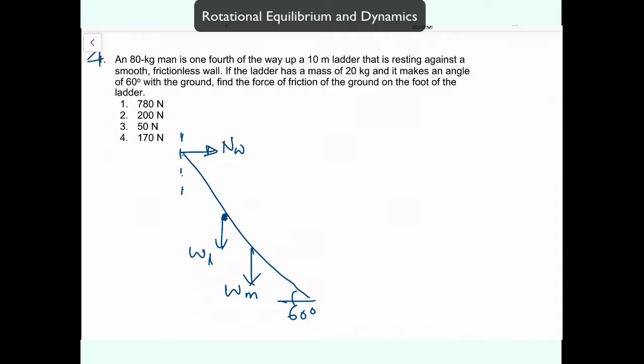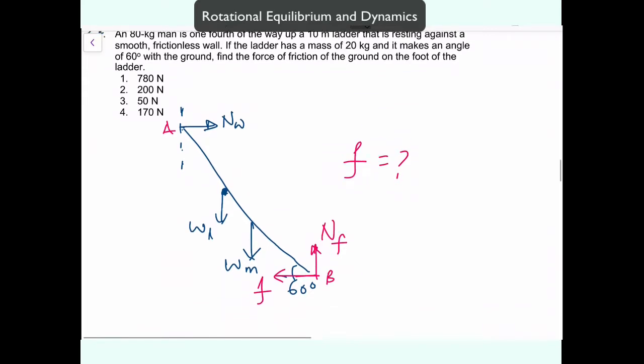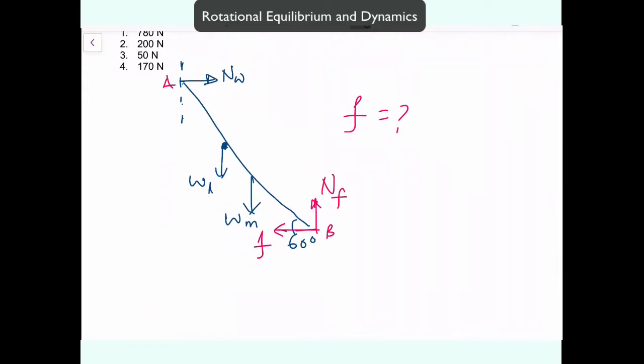If there is no friction, this thing will slide. But you have friction right here, and there will also be a normal force. So let's call this the normal force from the floor or the ground, and then there is a friction force here. So the question is, what is that F? As in the previous case, you look at places where you have unknowns and choose your point of rotation. Sometimes, when you choose your point of rotation, choose the point where you have the maximum number of unknowns.